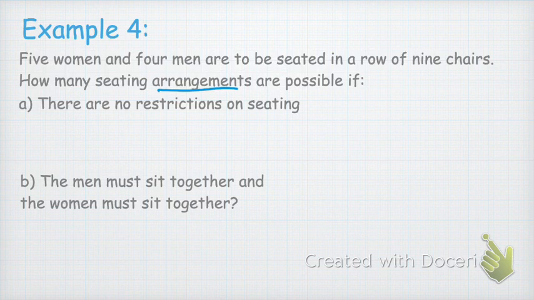Well, that would be 9 times 8 times 7 times 6 times 5 times 4 times 3 times 2 times 1, or 9 factorial. So, math menu, go to probability, choose factorial. That's 362,880.